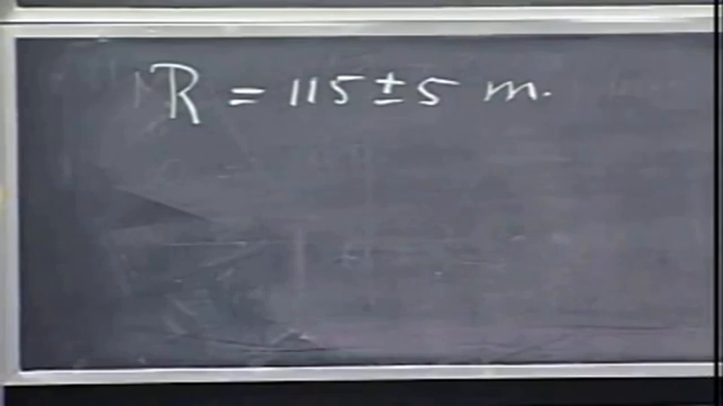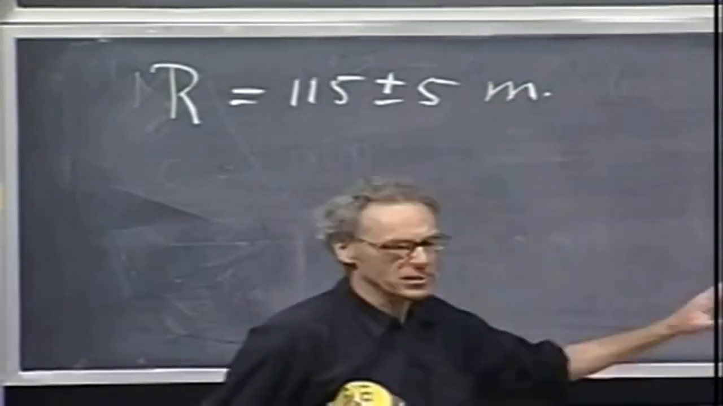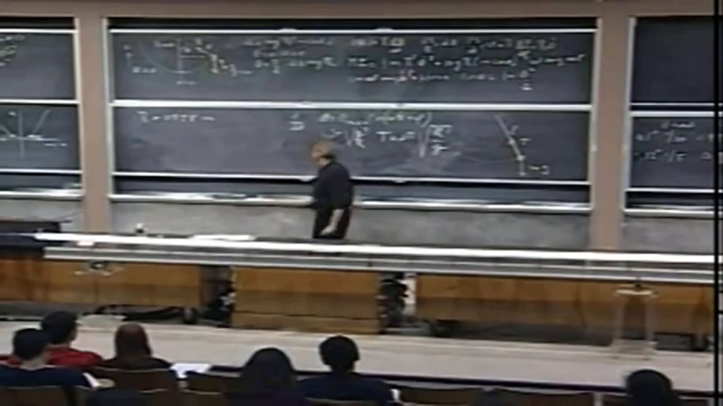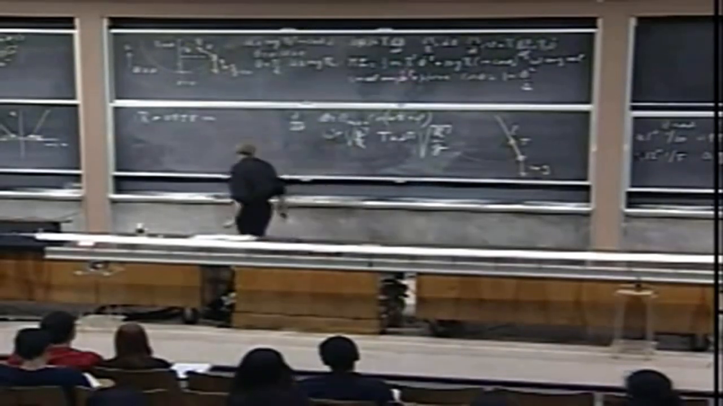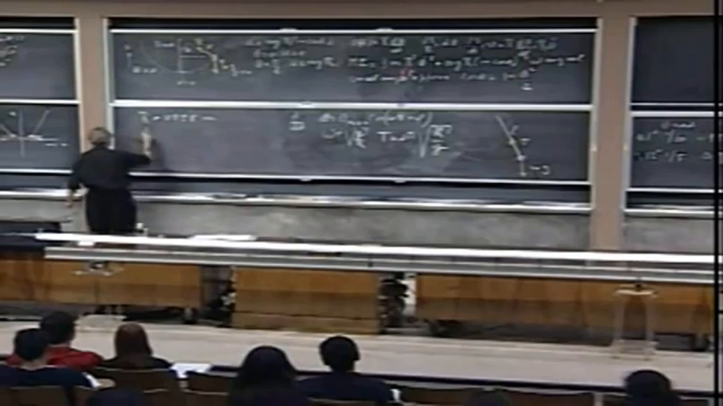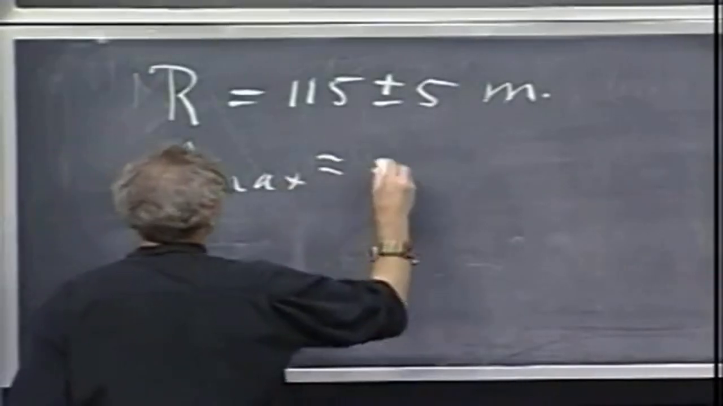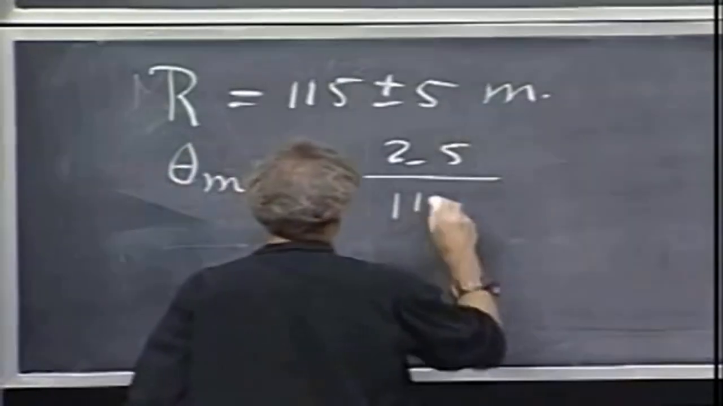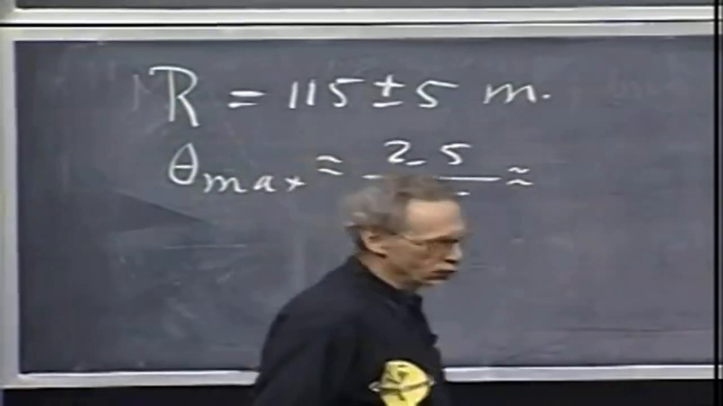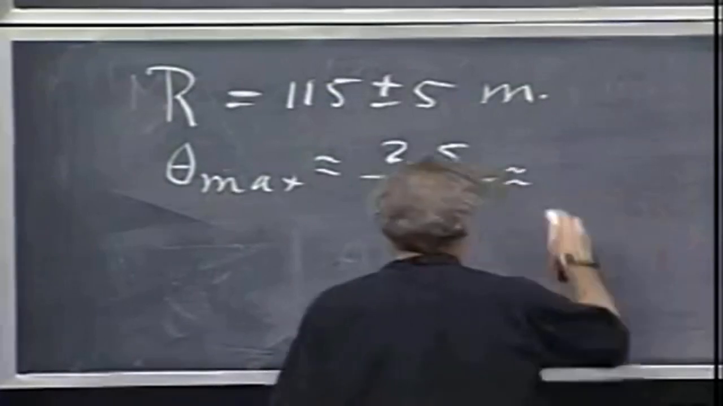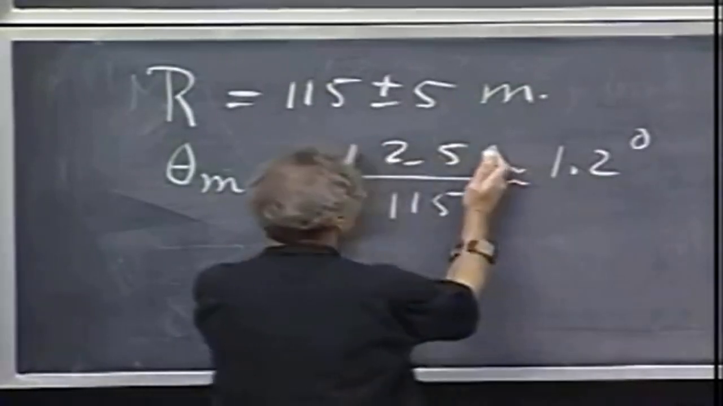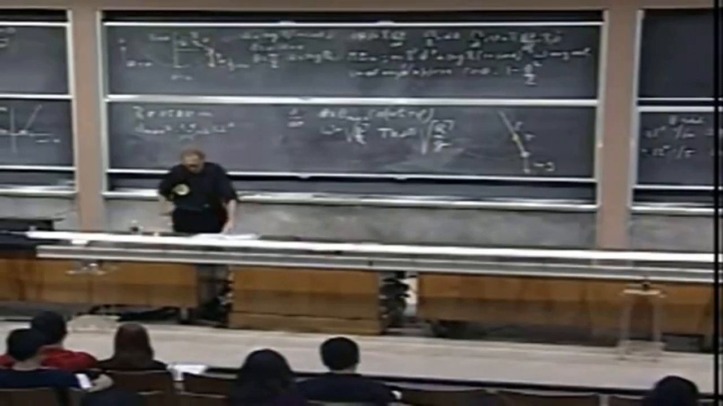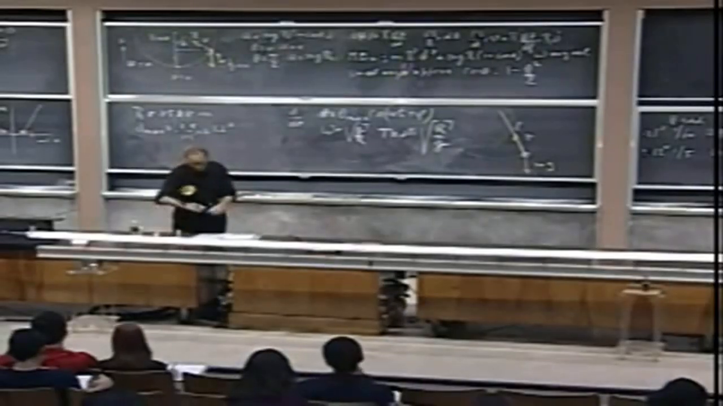So we can calculate now what the period of oscillations is. The whole track is 5 meters long. So half the track is about 2.5 meters. So the angle theta maximum is approximately 2.5 meters, which is half the length of the track, divided by 115, and that is an extremely small angle. That is about 1.2 degrees. Of course, this is in radians and this is in degrees. So the angle is very small, so we should be able to make a perfect prediction about the period.